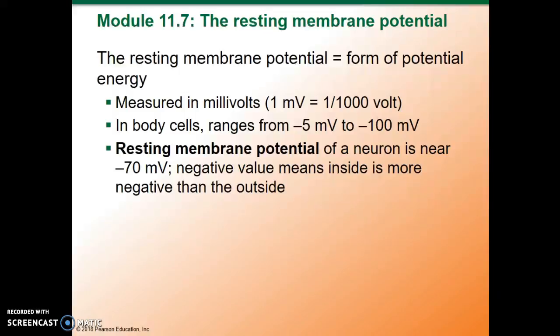The resting membrane potential is a form of potential energy. It's measured in millivolts. A millivolt is 1,000th of a volt, and body cells have a range of millivolts. The resting membrane potential of a neuron is negative 70 millivolts, and that negative value is just because it is more negative inside than outside the cell.